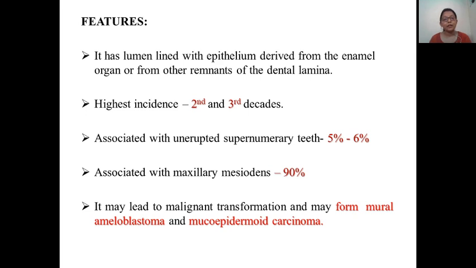It has a lumen lined with epithelium derived from the enamel organ or other remnants of the dental lamina. Its highest incidence is seen in the second and third decades, and 5 to 6% are associated with unerupted supernumerary teeth, and 90% of those are associated with maxillary mesiodens. It may also lead to malignant transformation and may form various varieties like mural ameloblastoma and mucoepidermoid carcinoma.